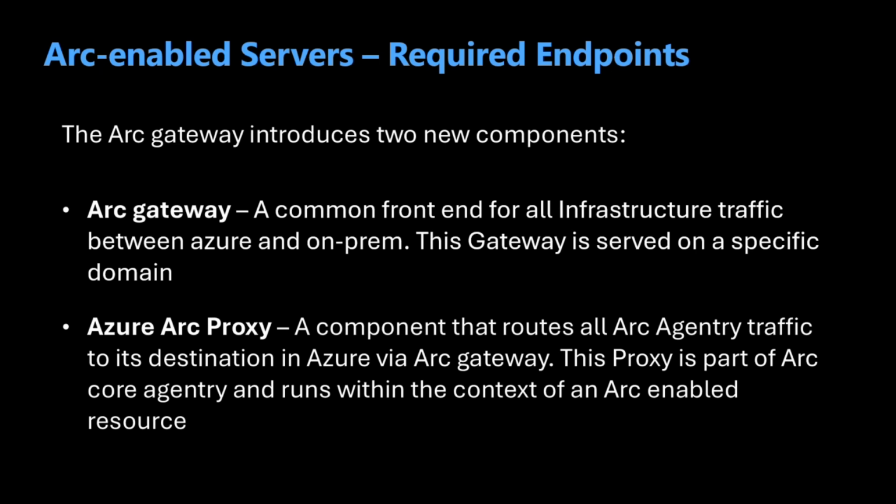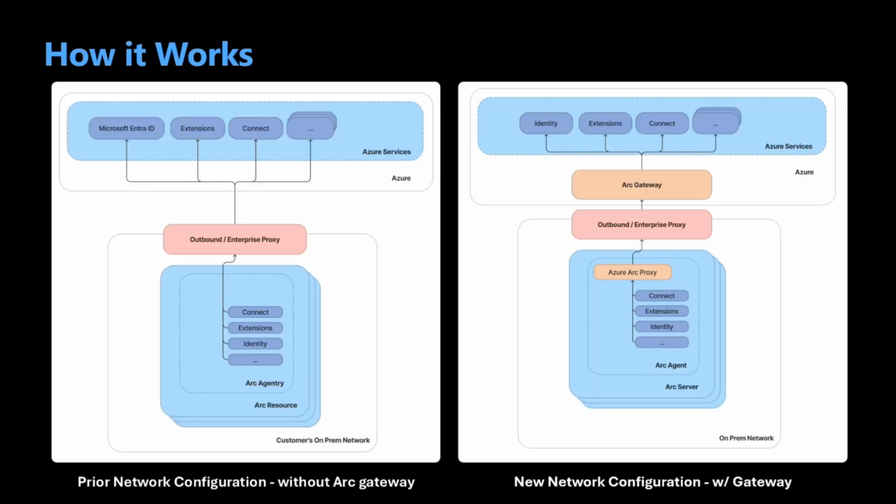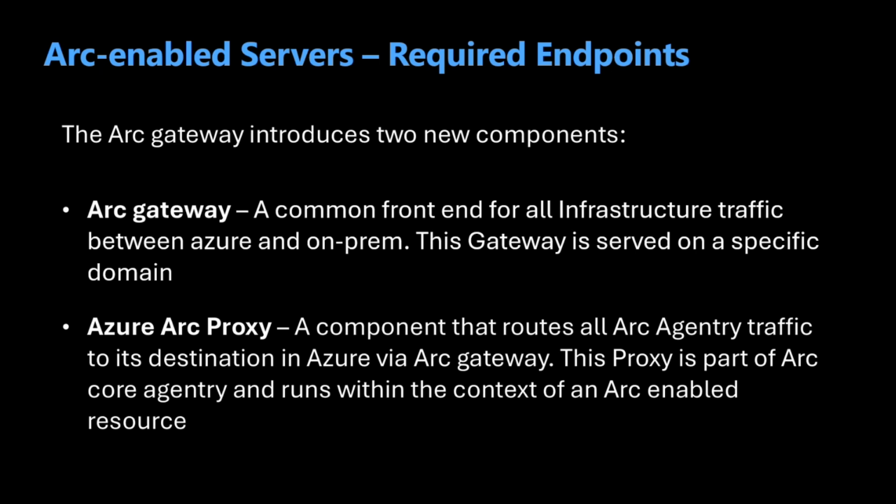First is the Arc Gateway component in the cloud. So each customer will create an Arc Gateway resource. It's an Azure resource that you will use Azure to create. And this serves as the common front end for all of your infrastructure traffic between Azure and on-prem. And this gateway is served on a specific domain. So once you create your gateway resource, each customer's gateway will have its own gateway URL. And then that gateway URL is one of the few that you then allow in your proxy or firewall. And I have a graphic on the next slide that will go into a little bit more detail. Oh, and you can go back. Sorry about that, I referenced the next one. But so that's the first component, the Arc Gateway in the cloud.